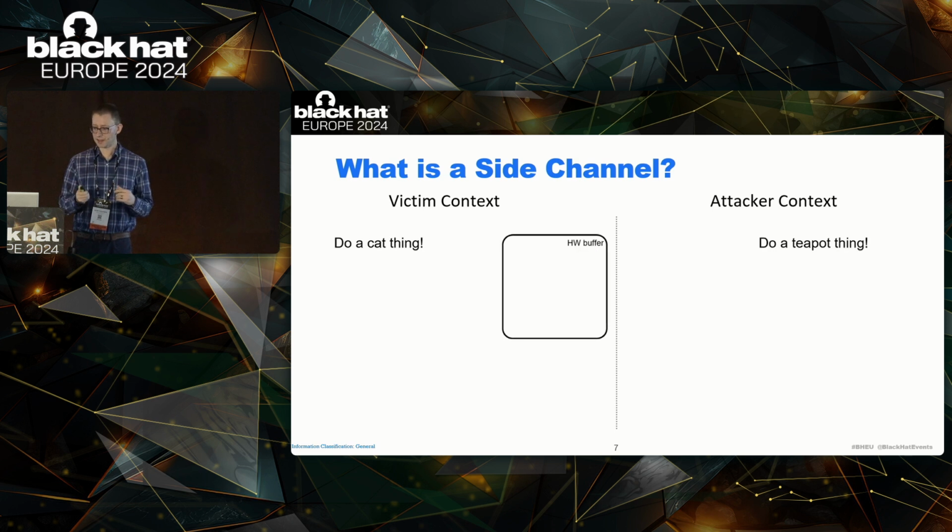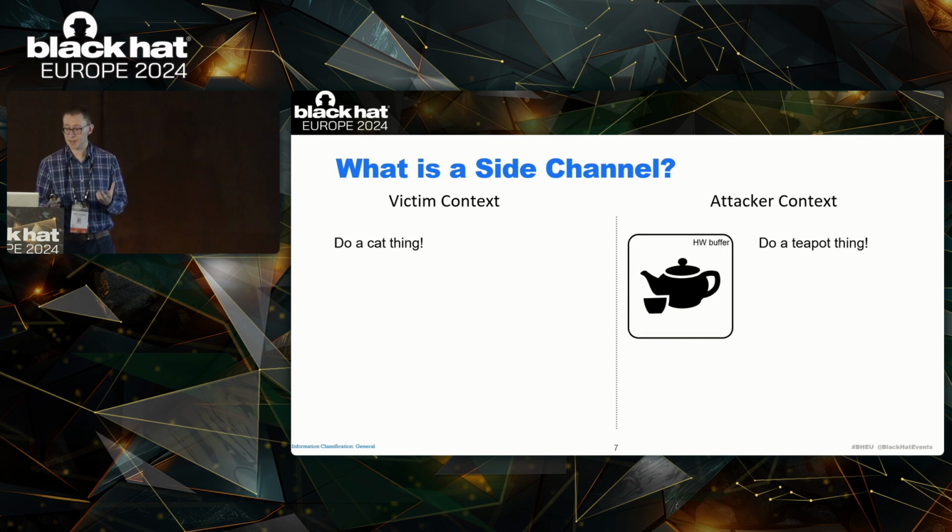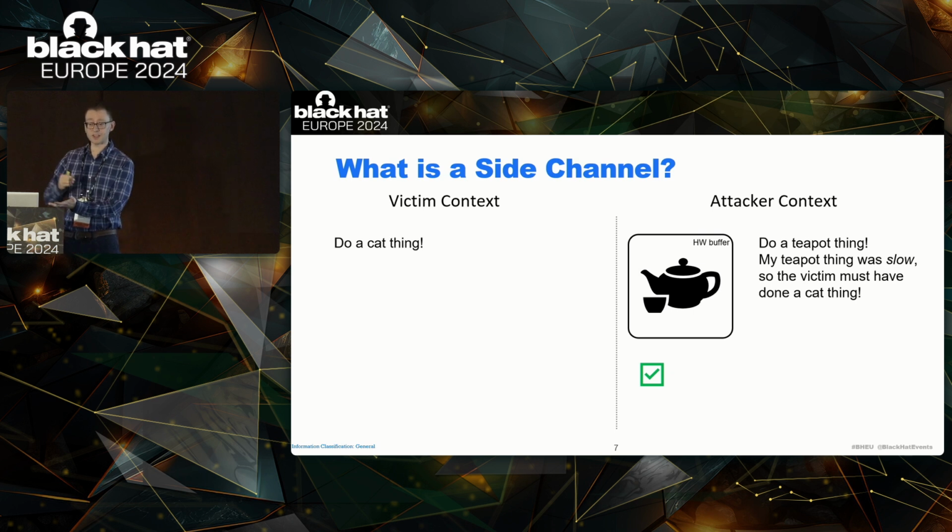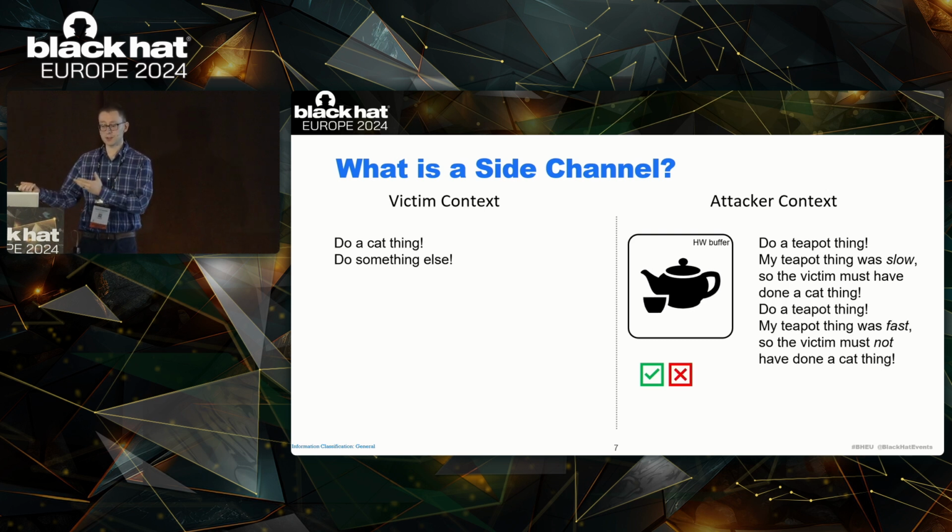Then if the attacker needs to do another teapot thing, because the hardware had taken that buffer from the attacker, it must now give it back to the attacker so that it can do its teapot thing. And the attacker might notice that when it does the teapot thing, it took a little bit longer because it takes some time for the processor to give the hardware buffer back to the attacker. Now, if the victim does something else, not a cat thing, then the attacker tries to do a teapot thing again, it will be noticeably faster because the hardware didn't have to take the hardware buffer from the attacker.